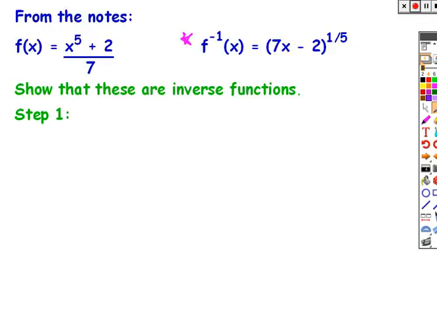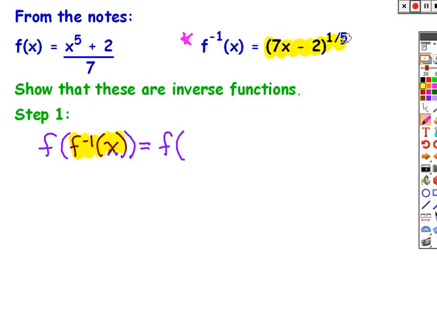So step one, let's start by showing f of the inverse of f of x. I want to show that eventually, if I go through all the algebra, I should end up right back where I started with x. Now make sure you're actually showing the work step by step. Okay, so I'm taking f of, well, the inverse function. This is actually just 7x minus 2, the quantity to the 1/5 power. So I want to take this function and I'm plugging it in anywhere I see x.